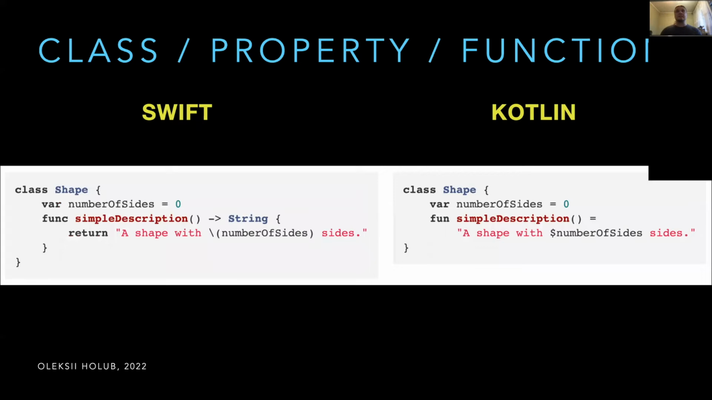Next is class property and function. You see the class is the same, the property is the same. About a function, there is a syntax which allows you to write one-liners using equals. The return type is just inferred from that line of code, and it's actually skipped, which allows you to write really short pieces.